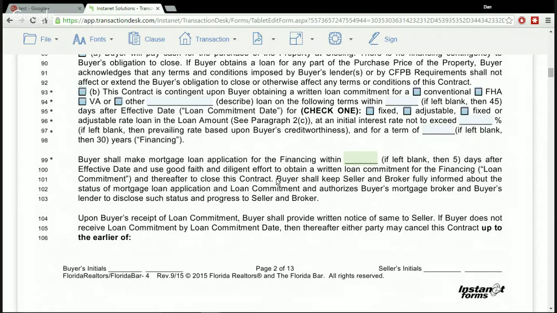So you also, in this paragraph, the buyer is authorizing, is saying that we're going to keep the buyer, we're going to keep the seller and the broker fully informed of the mortgage status, the loan application status, and the loan commitment status. And we authorize the buyer's mortgage broker and buyer's lender to disclose such status updates with the seller and with the broker. So that's a big thing right there. So as a listing agent, that means you are perfectly within your rights to reach out and contact the buyer's lender to ask for an update on their financing.